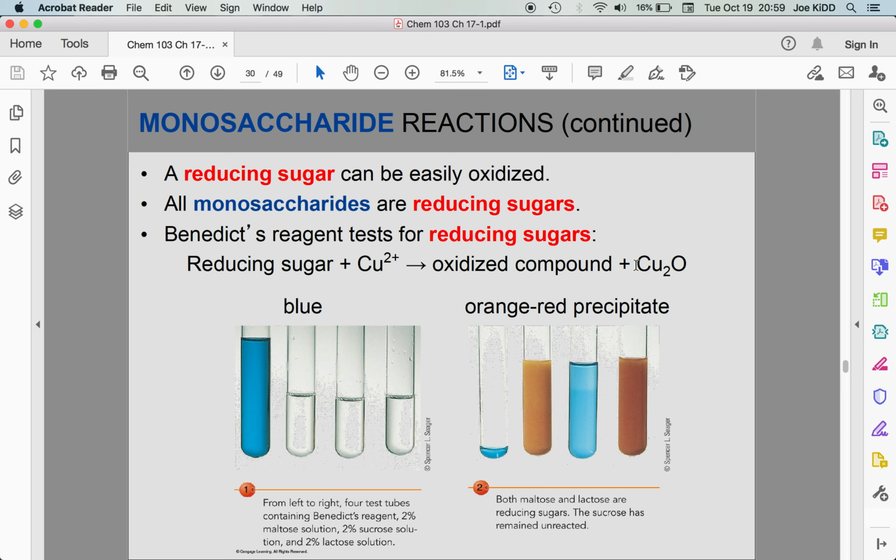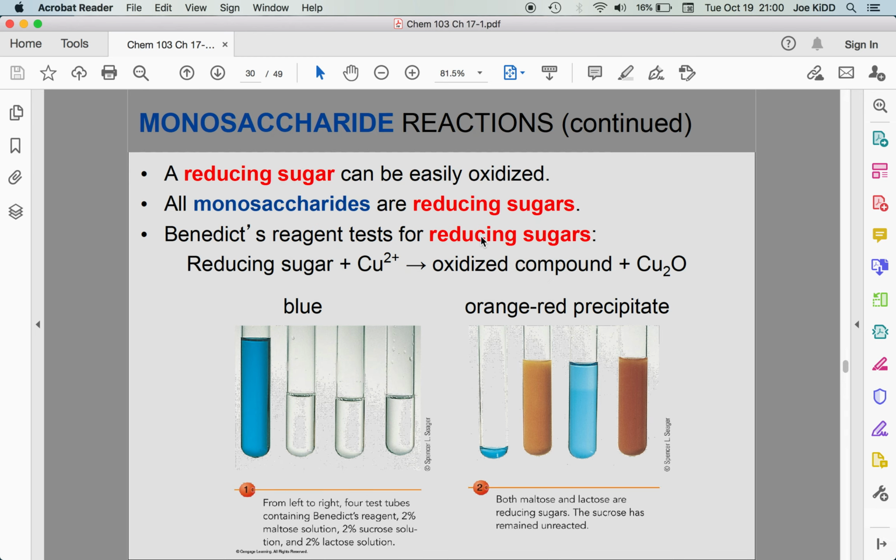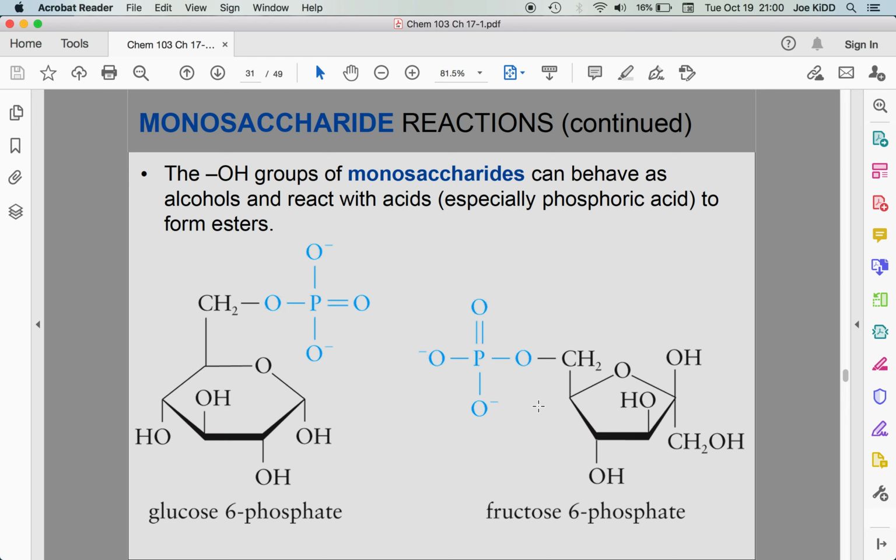What we see going on here is we have the Benedict's reagent as a way to test what's going on. A precipitate will form when we are in the presence of the reducing sugar.